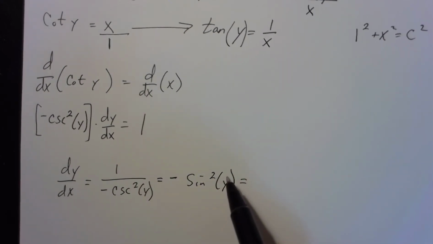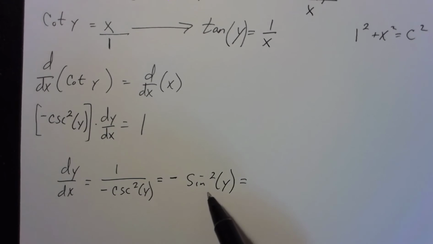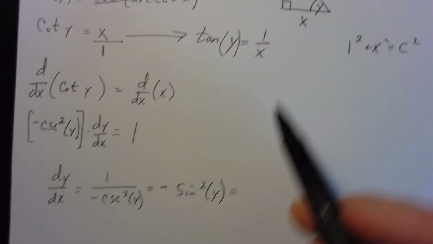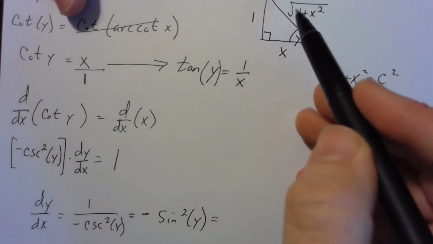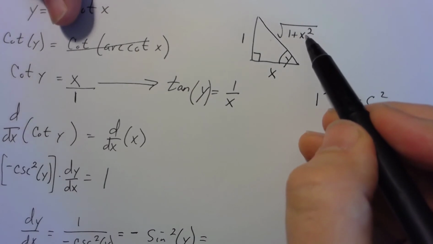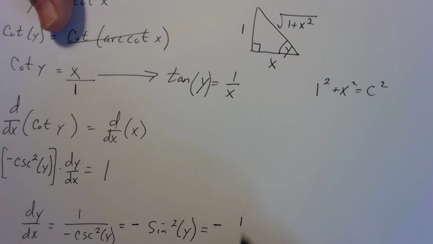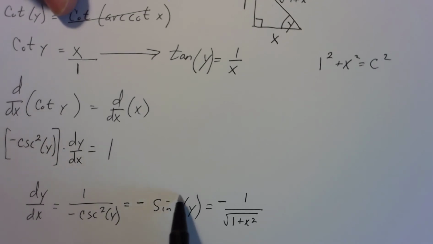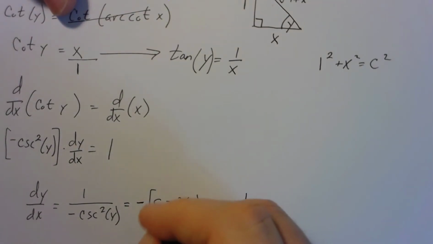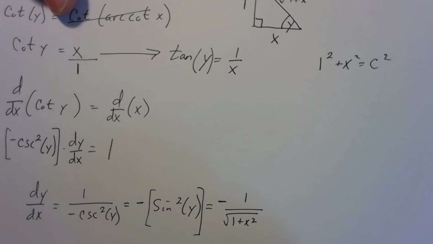Identifying this allows me to say, well, if I'm looking for sine, I'm simply going to go ahead and redesign what sine is, sine being the opposite over the hypotenuse. So now I'm going to end up with negative 1 divided by the square root of 1 plus x squared. But the piece that we have to be careful about here is that this is squared. It's not the negative that's squared, it's the sine function that's squared. Which means that I'm going to go ahead and square this thing right here.